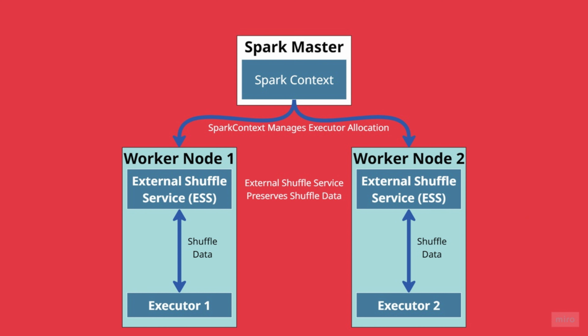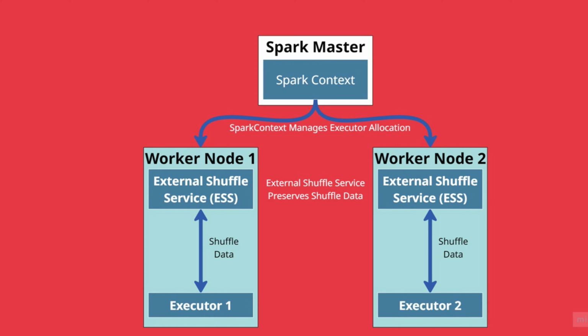A crucial part of this process is the external shuffle service. When executors are deallocated, any shuffle data they might hold needs to be preserved for subsequent stages. The external shuffle service running on each worker node takes care of this, ensuring that data isn't lost when executors are removed.